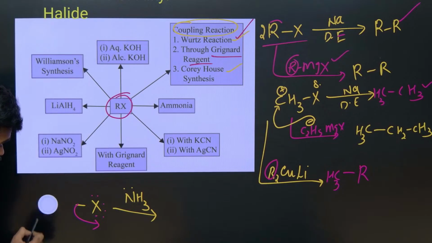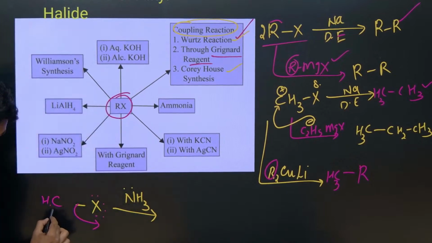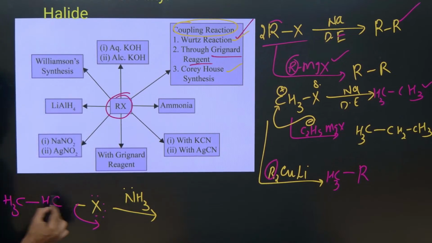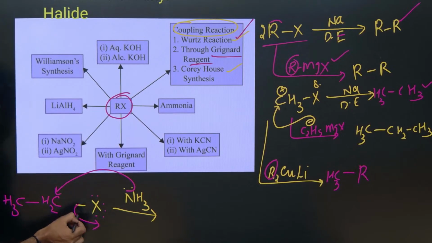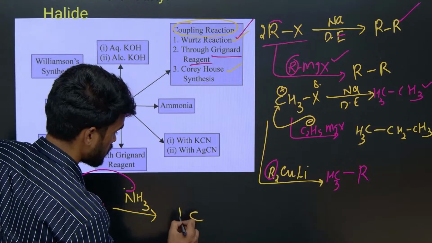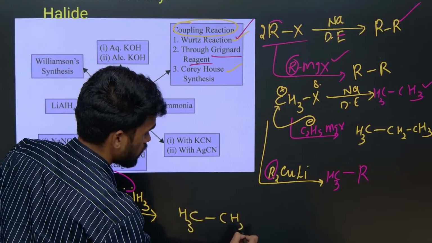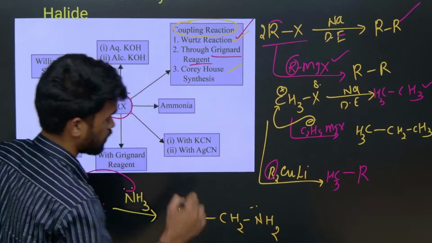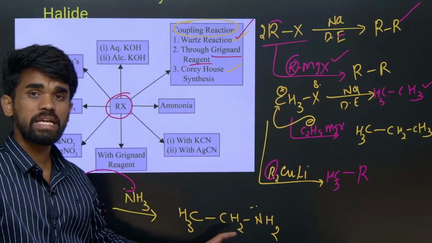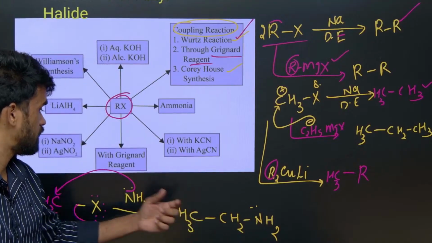If this alkyl group is some methyl group or some ethyl group, what happens here is the nucleophile attacks this carbon and the halogen goes out. We will be getting CH3CH2NH2, a primary amine. Now the primary amine is more reactive than ammonia.